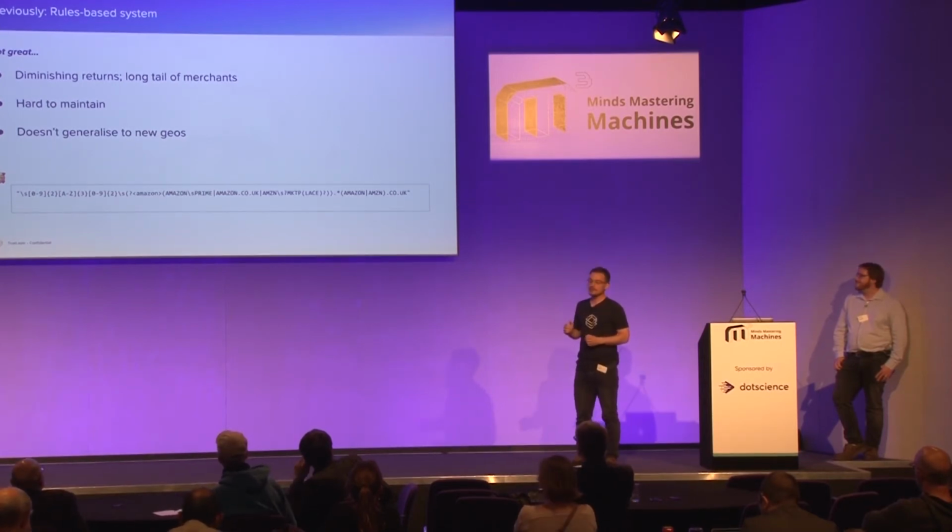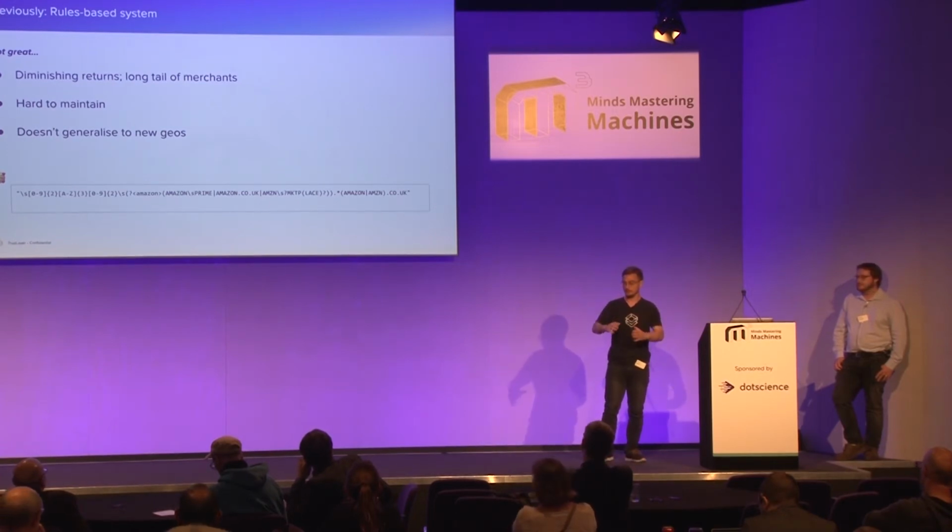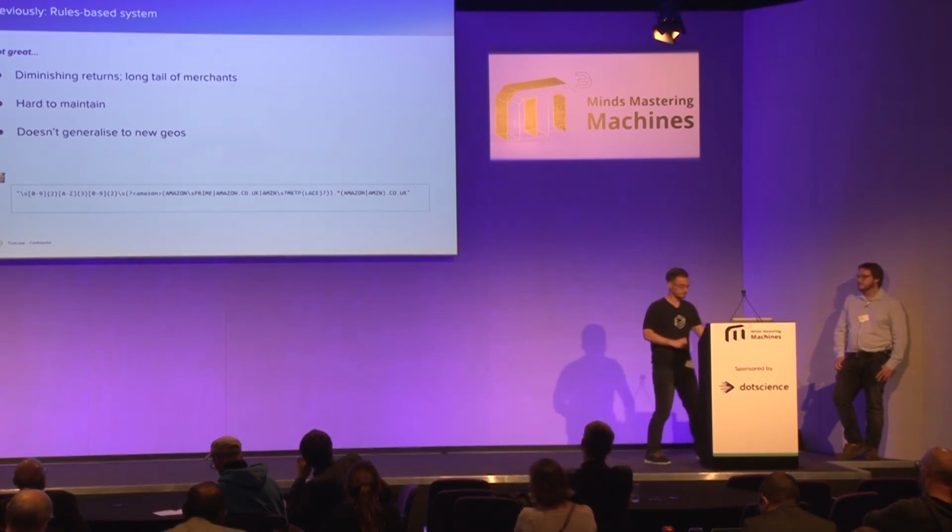And another problem is that TrueLayer is expanding to new geographies. So if we expand into Germany, are we supposed to write a whole bunch of regexes for German transaction descriptions? If I'm perfectly honest, I would rather not do that. So this is kind of a textbook situation where you evolve from a rules-based system to a machine learning system.